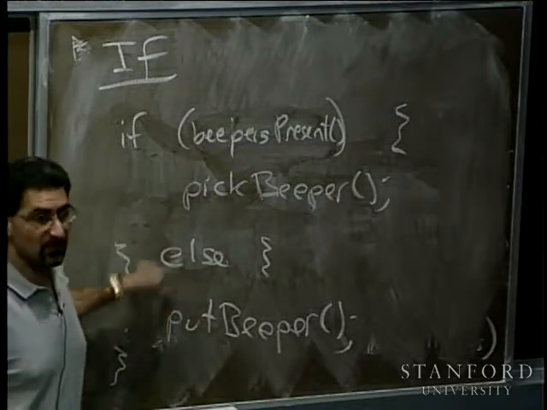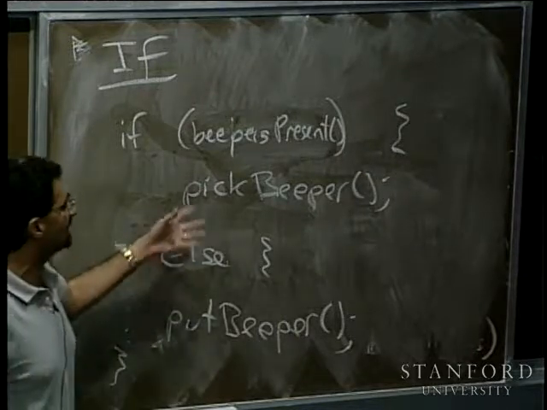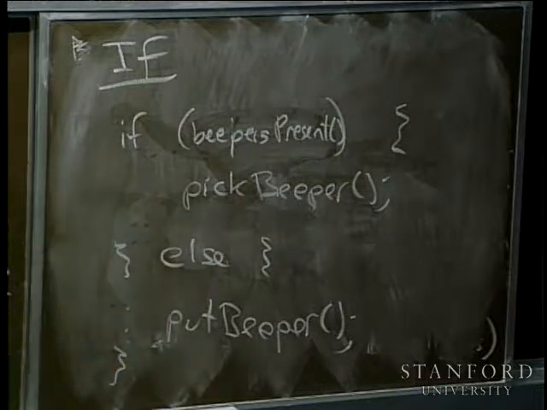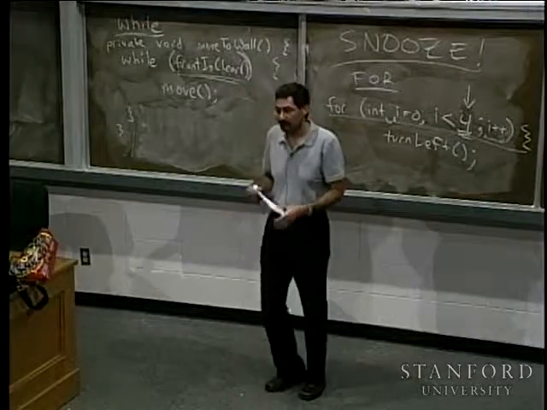So it will only execute one of these bodies, and which body it does depends on whether or not there are beepers present. If it's true, it's this one. If it's false, it's that one. Okay? Question?